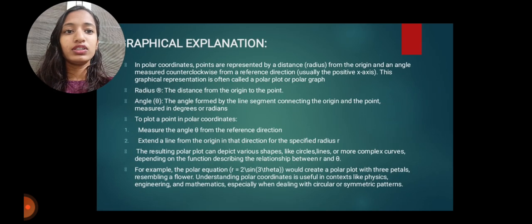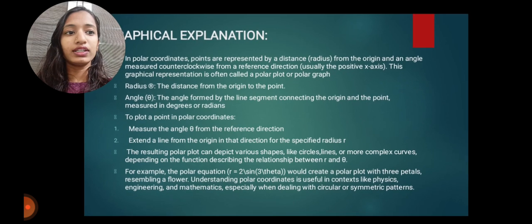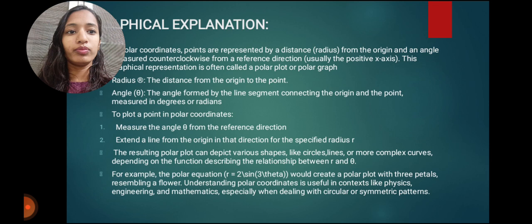Radius: the distance from the origin to the point. Angle: the angle formed by the line segment connecting the origin and the point, measured in degrees or radians. To plot a point in polar coordinates, measure the angle theta from the reference direction, then extend a line from the origin in that direction for the specified radius r.